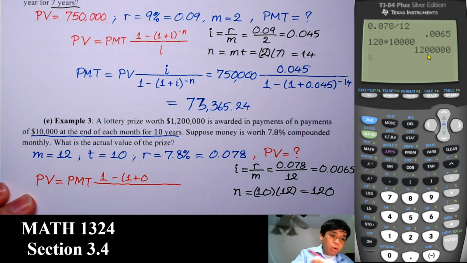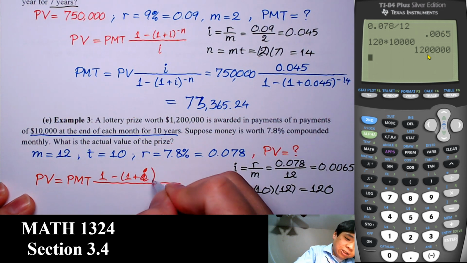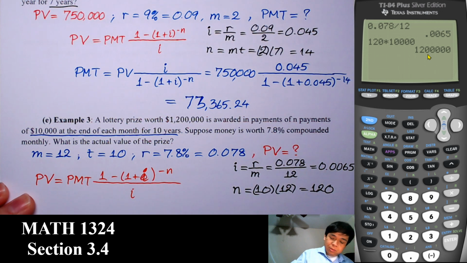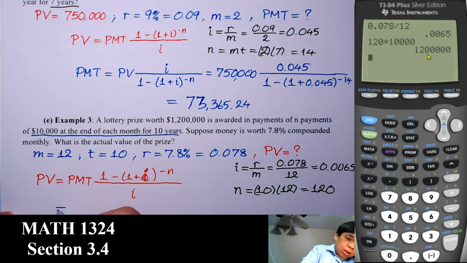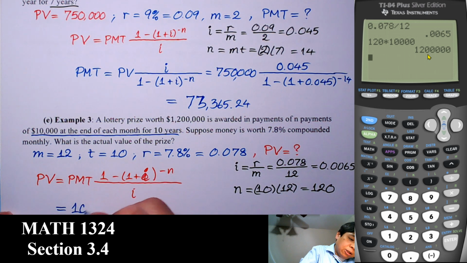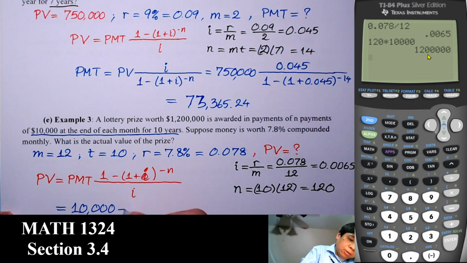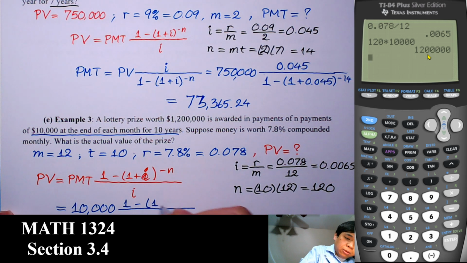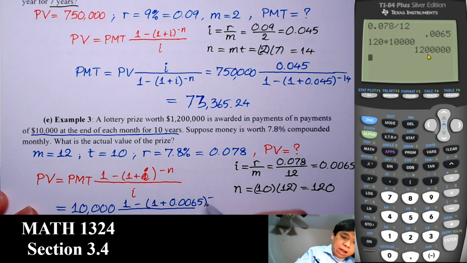I want to write the formula first, right? So the payment, $10,000, times 1 minus one plus the interest rate per period to the negative 120, over i.